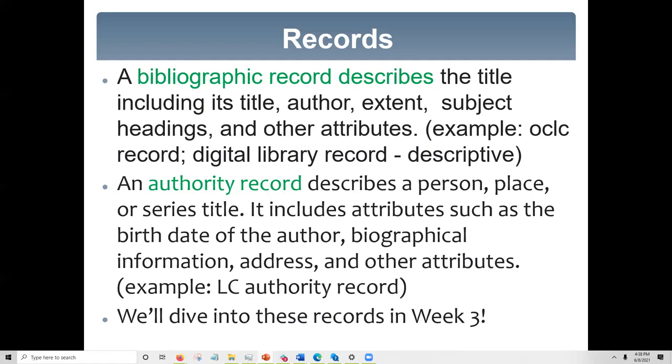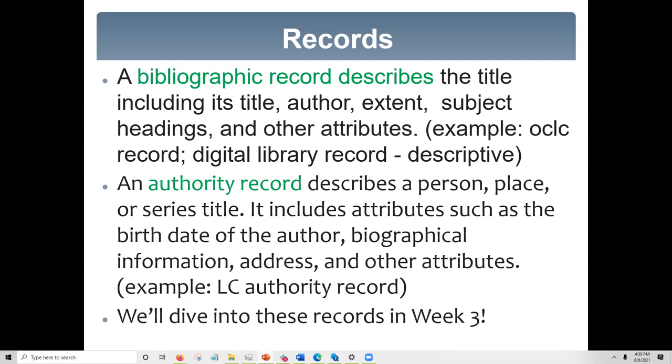For traditional MARC cataloging, there's quite a long list, and we're going to dive into these records in week 3. I didn't want to get too far in the weeds today, but attributes include the birth date of the author. It includes biographical information. It includes their address sometimes, and we're going to talk more about that. And it includes other attributes.